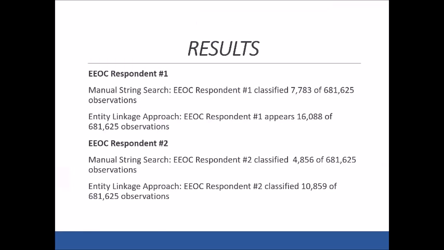Okay, so working again with EEOC as respondent, using a manual string search, and this was by manual visual groupings, we classified approximately 7,780 of the approximately 600,000 observations. But by implementing the entity linkage approach, we were able to capture approximately 16,000 of those 600,000 observations. And we saw about the same similar results for respondent 2. So overall, we felt that this was performing better than just doing a simple string search.